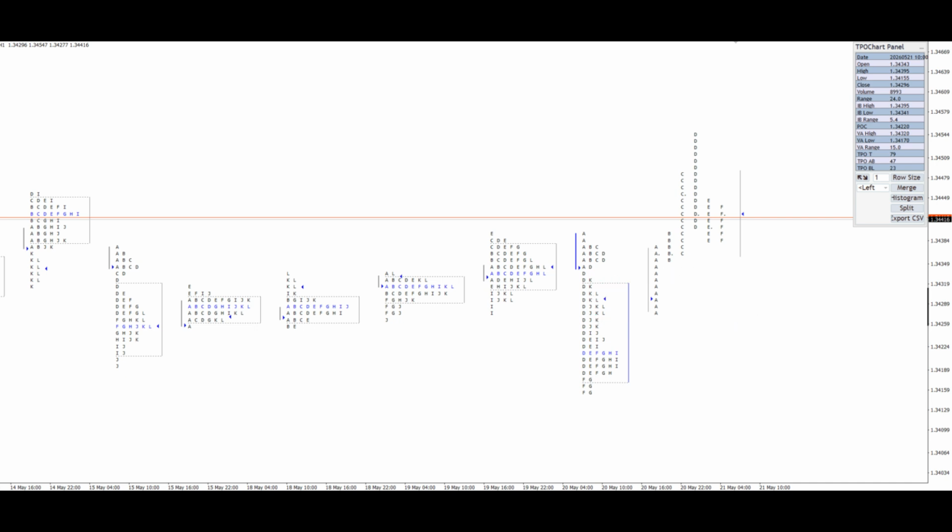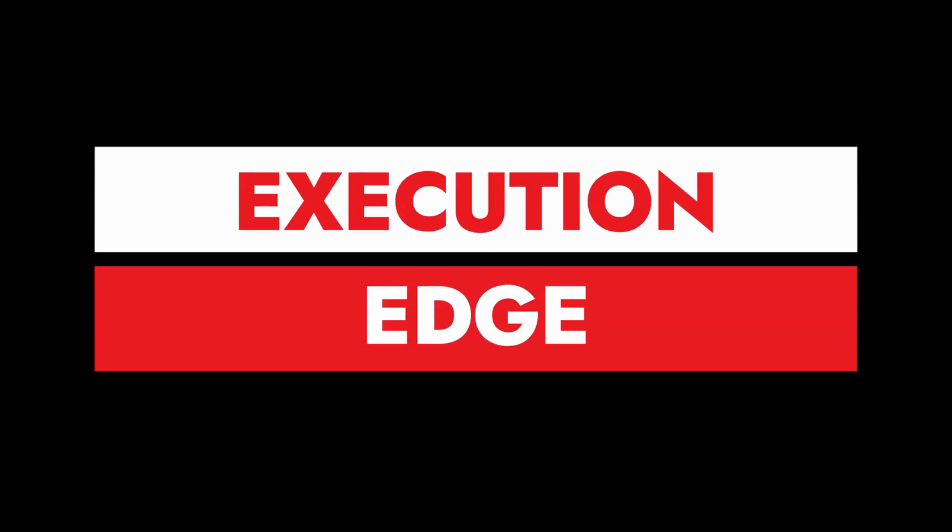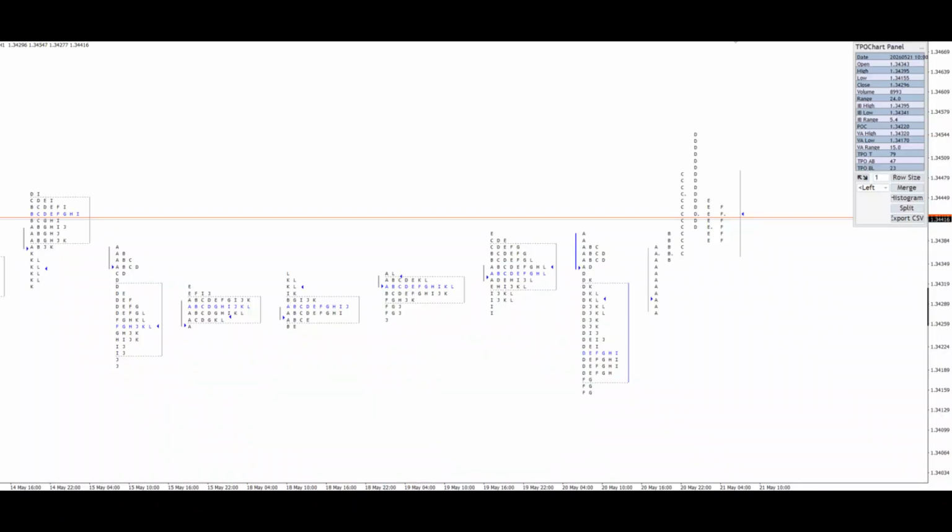So there it is. Weekly profile shapes show you where the elephants danced. Gaps, value, and initial balance give you the high probability framework, and then your 1 hour profile overlays the weekly bias into precise intraday execution. It's the same market, just viewed through 3 increasingly sharp lenses.